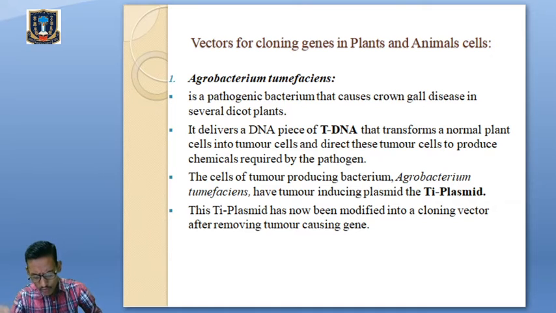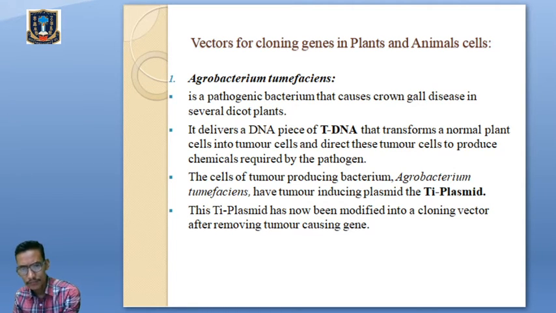In whatever way they want to change the body of the host, they will be able to change it. So here are a few examples of vectors which are used for the transfer of DNA or the foreign gene having the gene of interest into plant cells or animal cells. The first one is Agrobacterium tumefaciens, which causes crown gall disease in several dicot plants. This Agrobacterium tumefaciens delivers a piece of DNA called T-DNA, which transforms a normal plant cell into a tumor-causing cell. These tumor cells produce chemicals which are required by the pathogens.